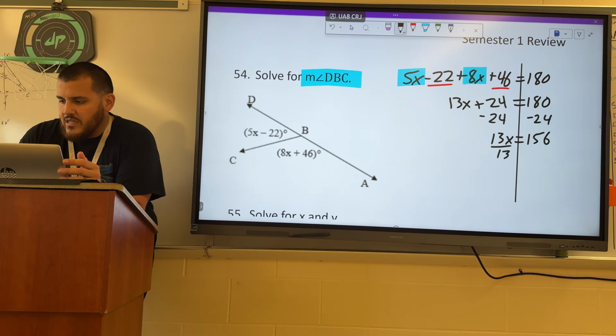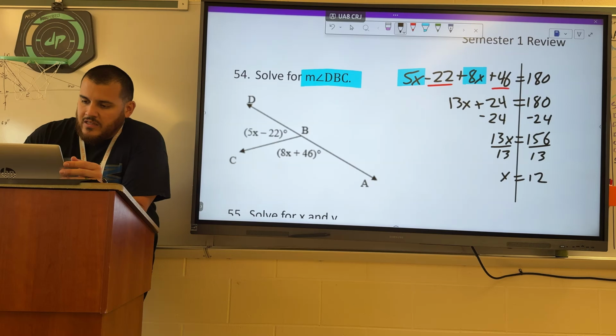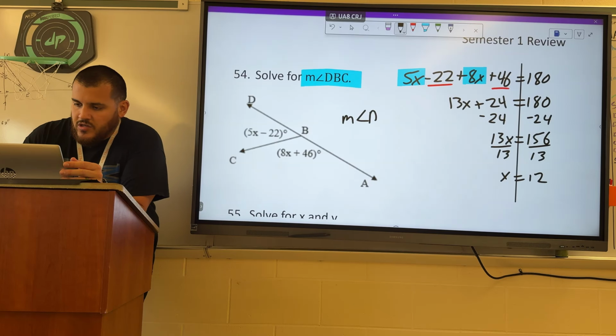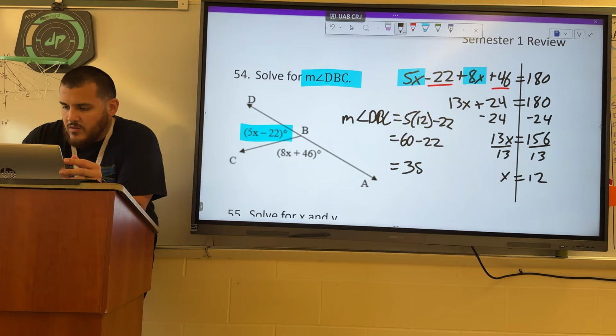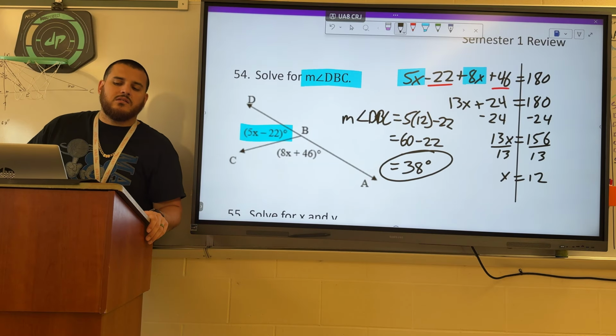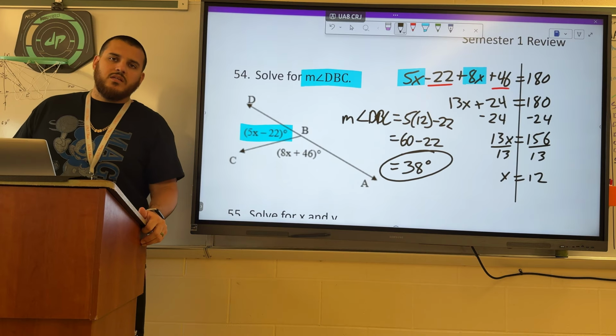I can divide both sides by 13 to get x equals 12, which I can then plug into the measure of angle DBC, which again is the 5x minus 22. So 5 times our x of 12 minus 22. 5 times 12 is 60. 60 minus 22 gives me 38 degrees for the measure of angle DBC.